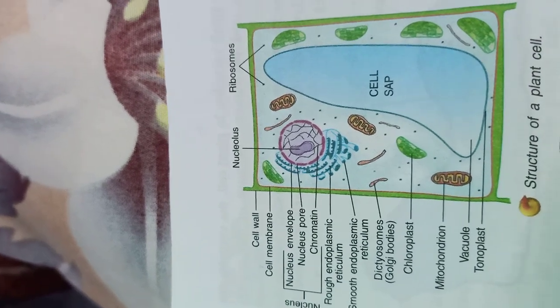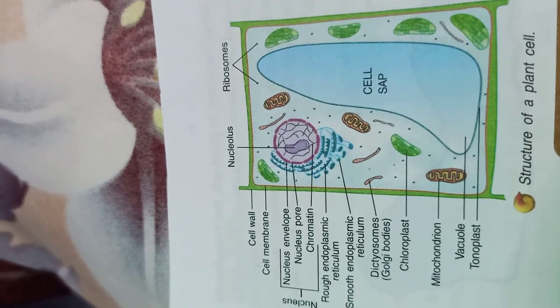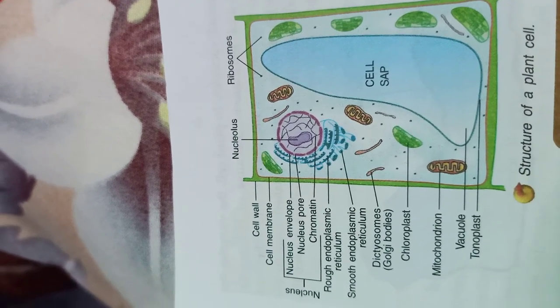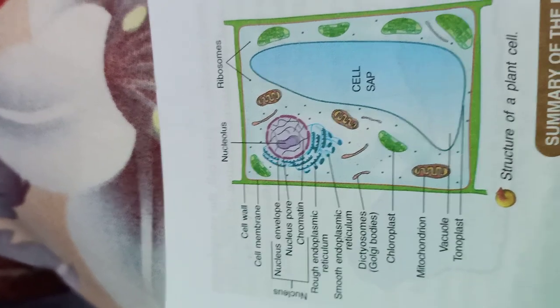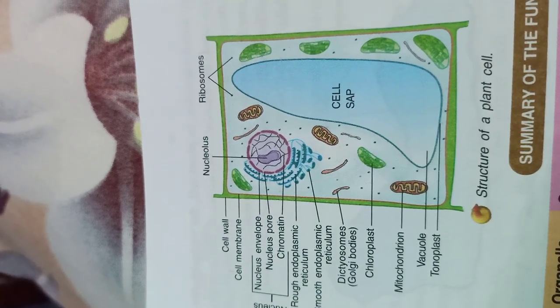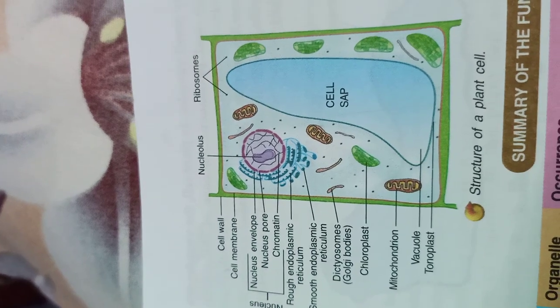Now this is all about the three organelles that I have explained to you: the cell wall, cell membrane, and cytoplasm. Now in our next session I am going to explain to you the other different organelles.